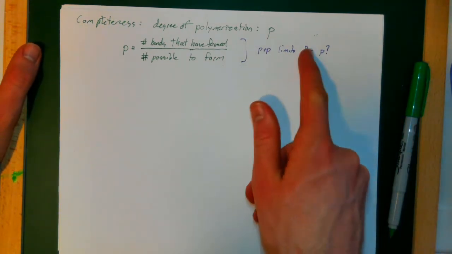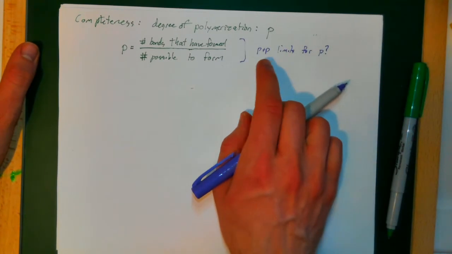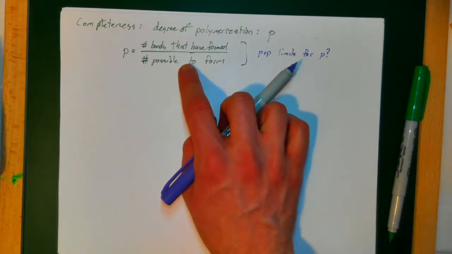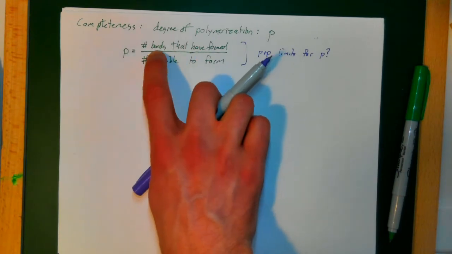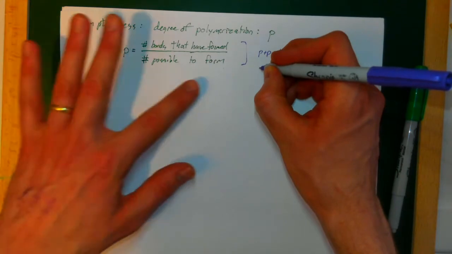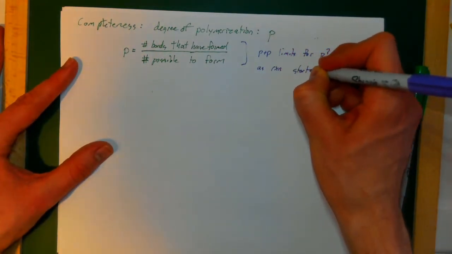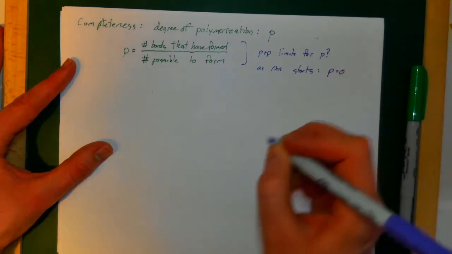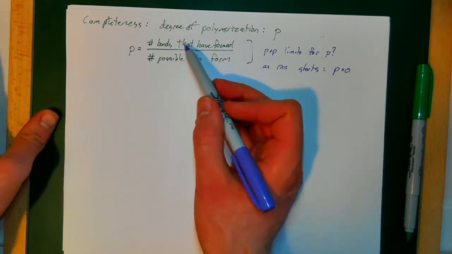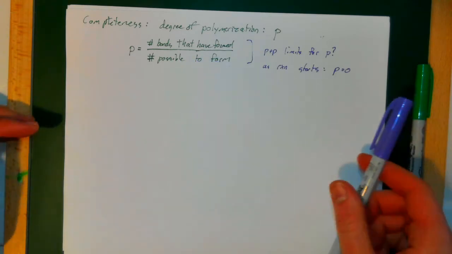All right, well, hopefully you've had a chance to think about this degree of polymerization. The limits for p basically can't be any smaller than 0, because the number of possible bonds to form is some non-zero number. But the number of bonds that have formed right at the beginning, as the reaction starts, p is equal to 0. And as the reaction goes to completion, all the bonds that have currently formed asymptotically approach the number of bonds that could form.